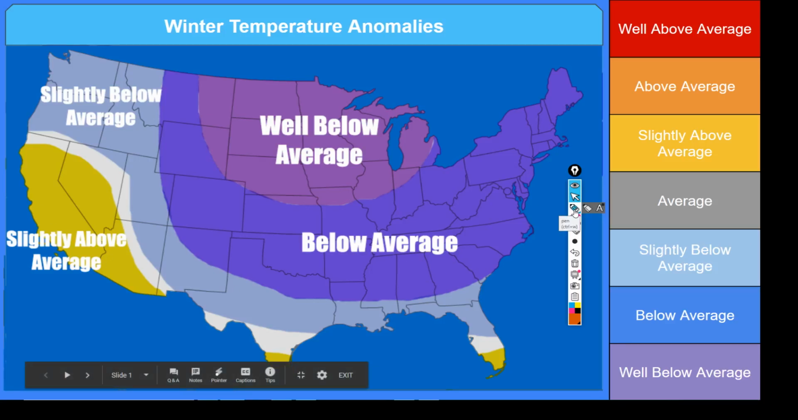Today we're going to be looking at my second preliminary winter forecast. We're going to be looking at temperature anomalies, precipitation anomalies, snowfall anomalies, and then we're also going to be looking at our overall forecast.